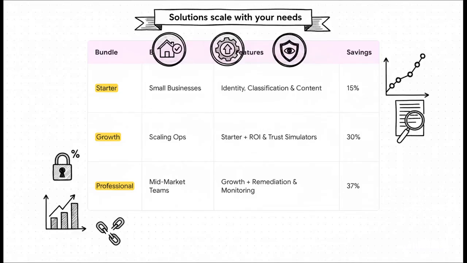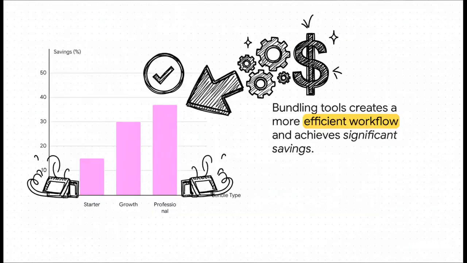This table gives you a great idea of how different solution bundles can grow with your business. A starter pack usually covers those 3 core checks we talked about: identity, use case, and content. As you scale up, you'll see growth packages that add cool tools for simulating trust scores or calculating ROI. And for the really big teams, the professional bundles often include tools to help you fix rejected campaigns and monitor everything in real time.